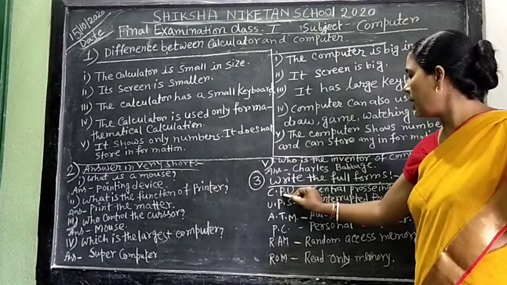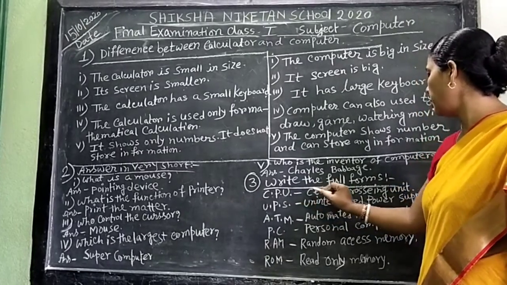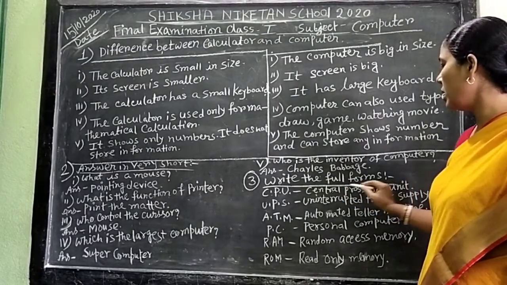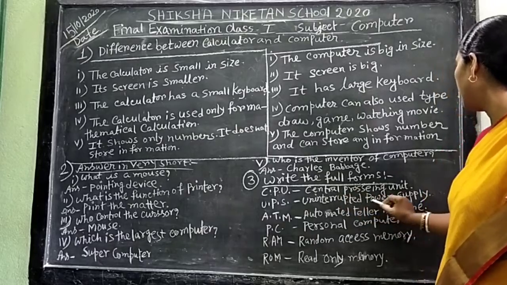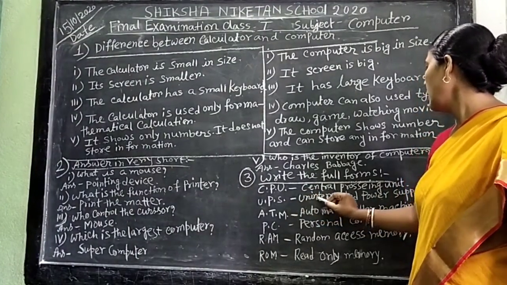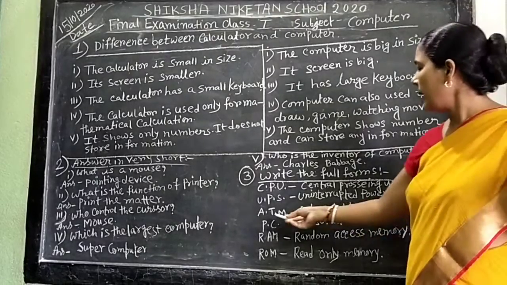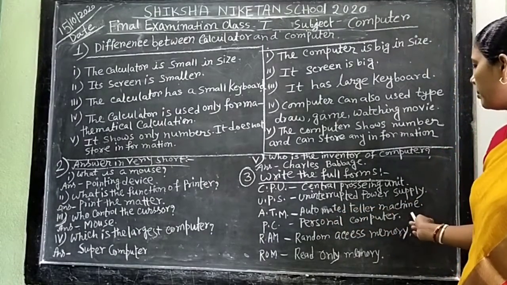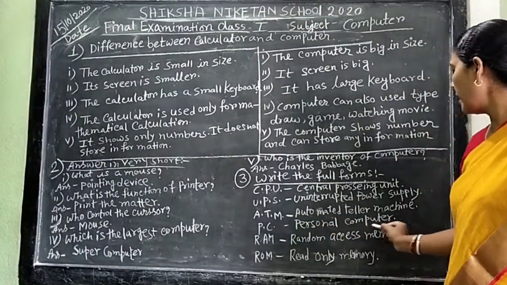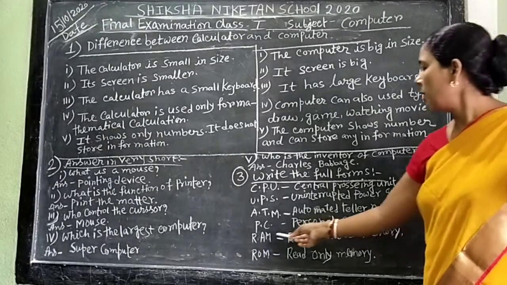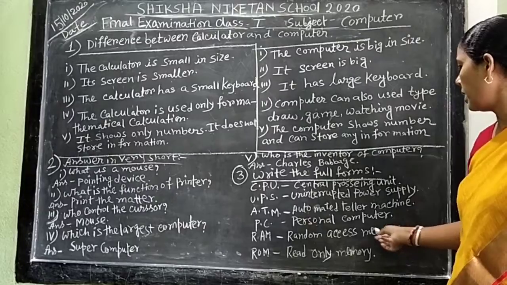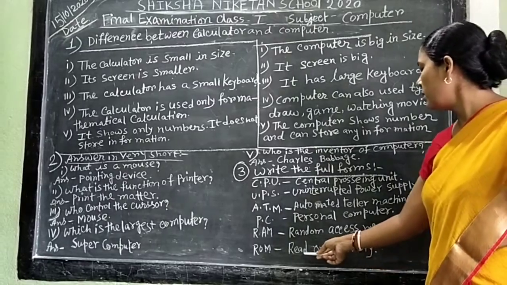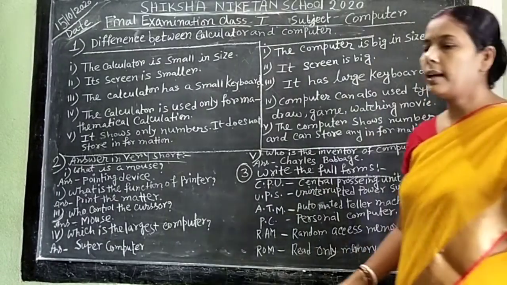Matter number 3. Write the full forms. CPU. Its full form is Central Processing Unit. UPS: Integrated Power Supply. ATM: Automated Teller Machine. PC: Personal Computer. RAM: Random Access Memory. ROM: Read Only Memory. Matter number 4.